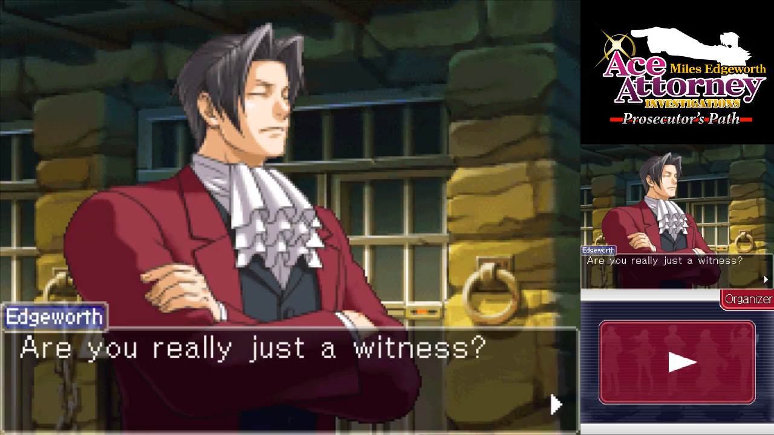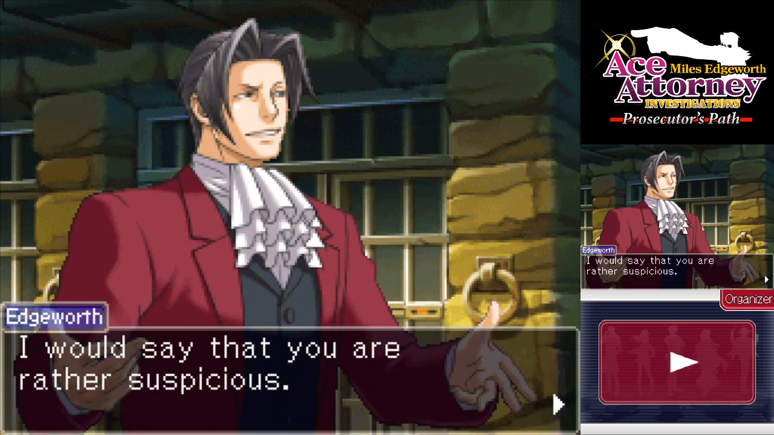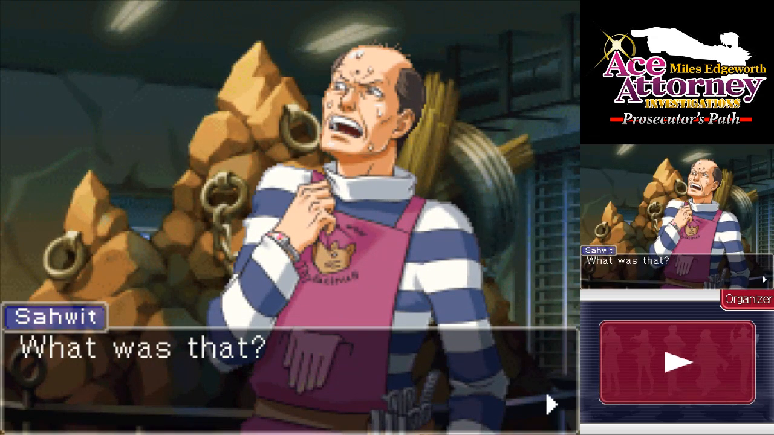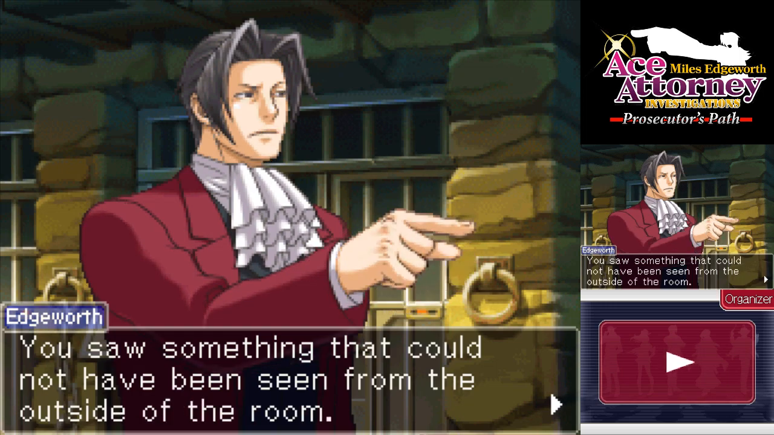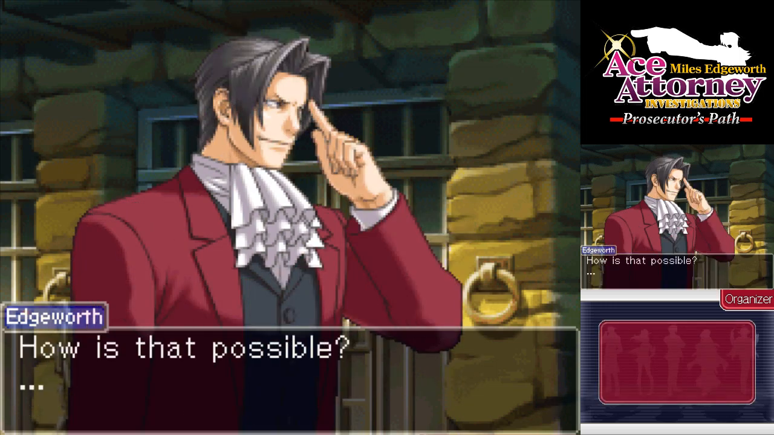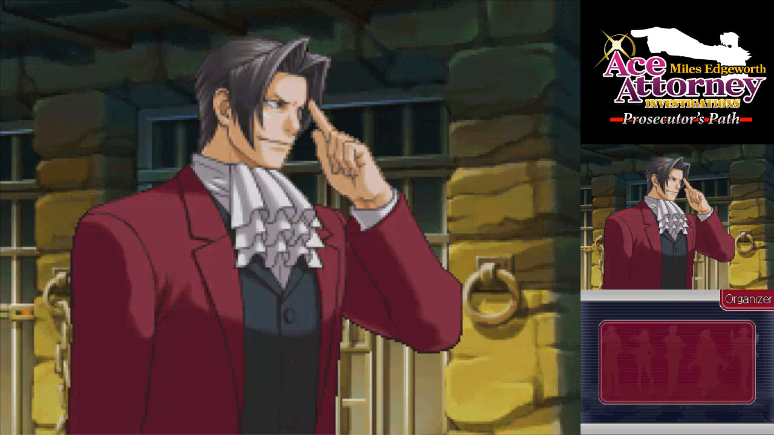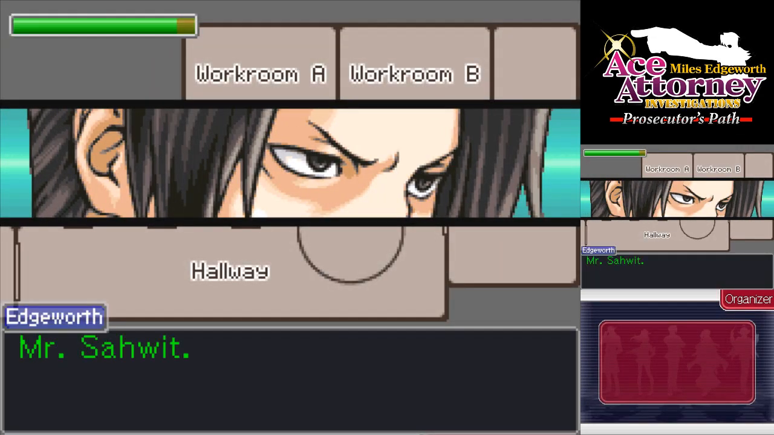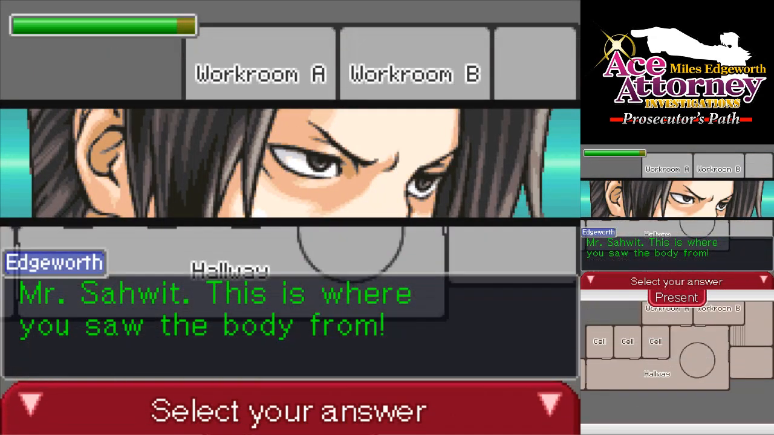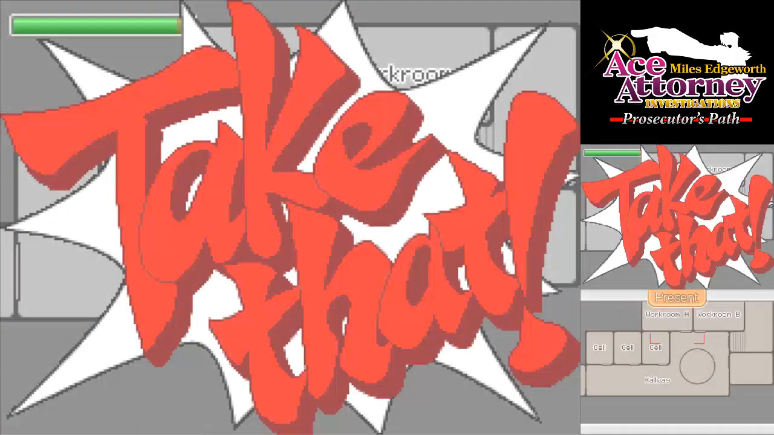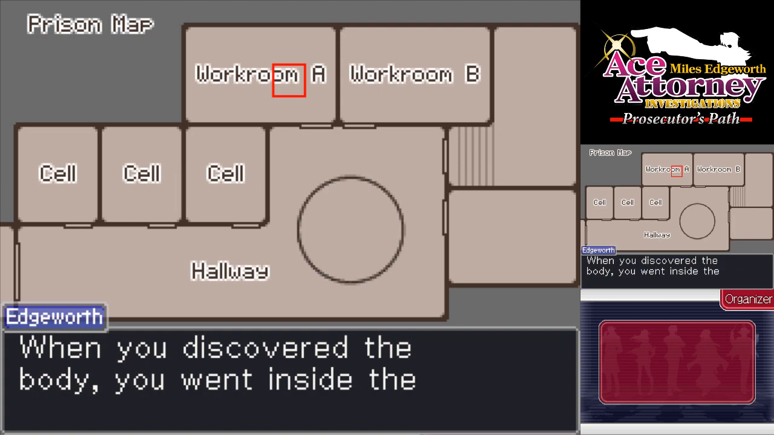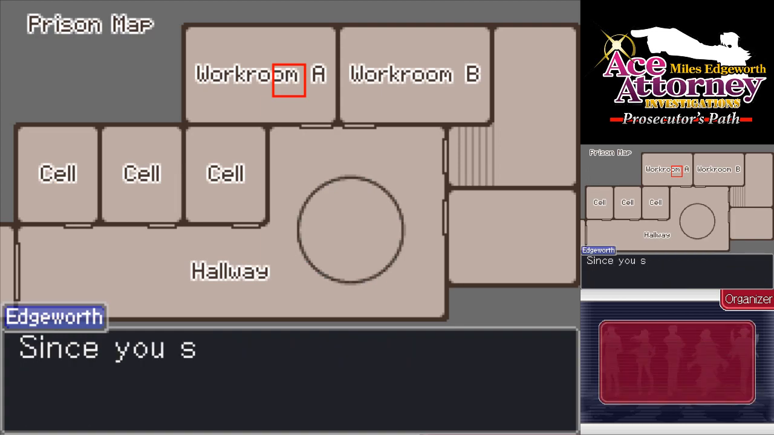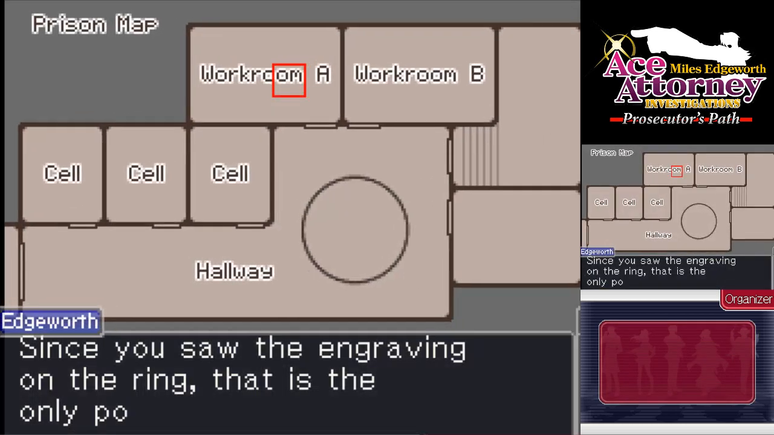Are you really just a witness? I would say that you are rather suspicious. What was that? You saw something that could not have been seen from the outside of the room. How is that possible? The logic behind it is simple. Mr. Sahwit, this is where you saw the body from. Workroom A, of course. When you discovered the body, you went inside the room where it lay. Since you saw the engraving on the ring, that is the only possibility.